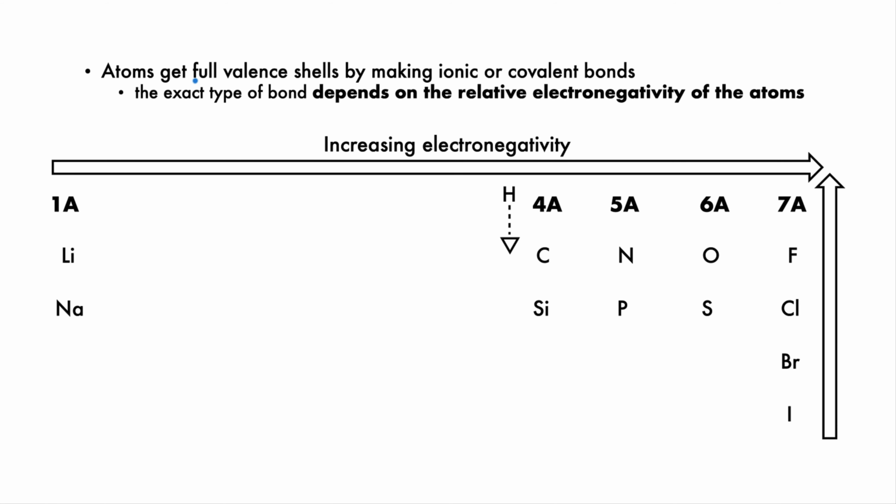Atoms are unstable and bond to achieve a full valence shell. Full valence shells can be achieved by ionic or covalent bonding. The type which occurs depends on the relative electronegativity of the atoms involved. The electronegativity of an atom is its ability to stabilize electrons. It increases from left to right and bottom to top. It's important to realize that hydrogen is only slightly less electronegative than carbon, and for many purposes is considered to be of about equal electronegativity.